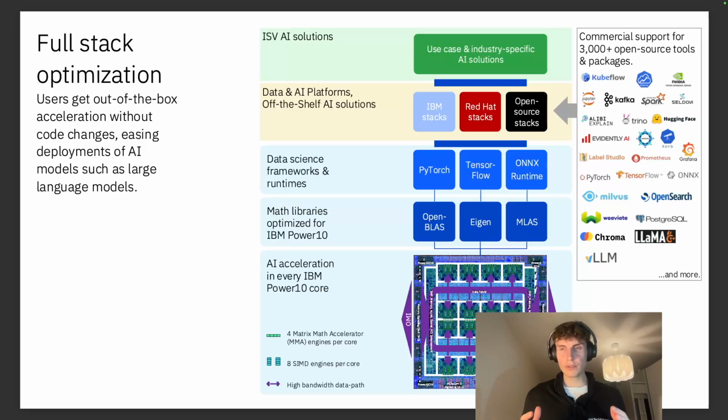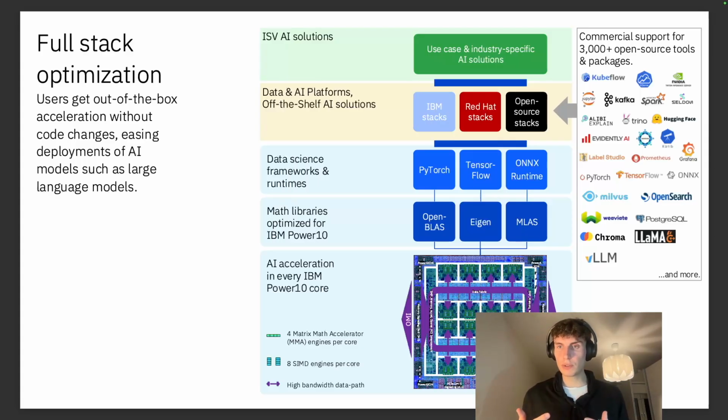The Power10 server basically has a full stack optimization for AI workloads. What does this actually mean? The Power Server in itself has hardware acceleration units. They're called MMA units, or matrix math accelerators. They make matrix multiplication more efficient, which is really important for AI workloads in general.